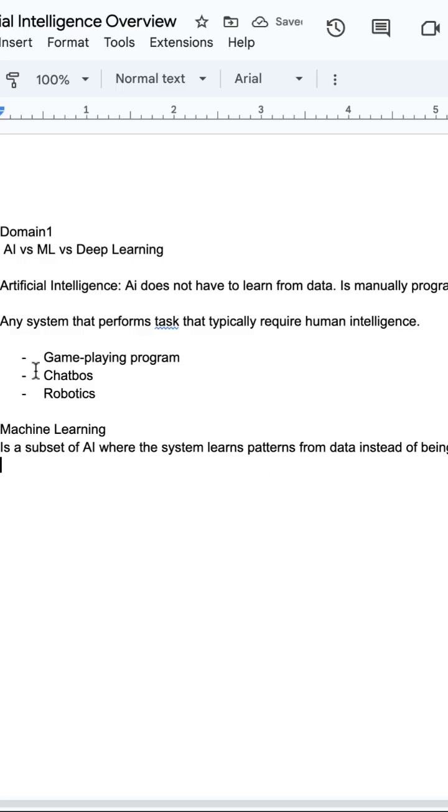Key things to remember for the exam: machine learning uses data instead of a rule set. In supervised learning, that data is labeled. Machine learning is still AI, but AI does not necessarily have to be machine learning.